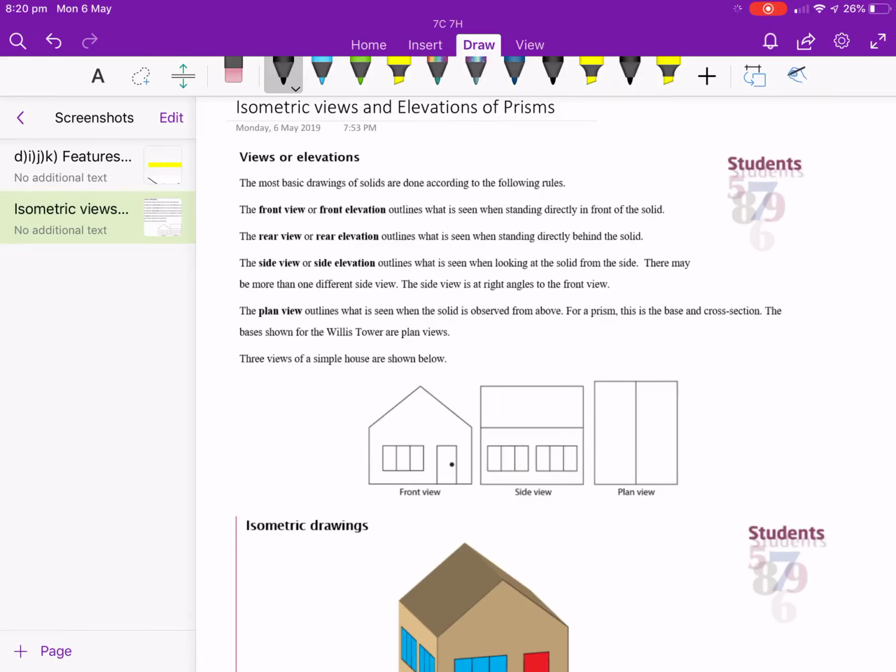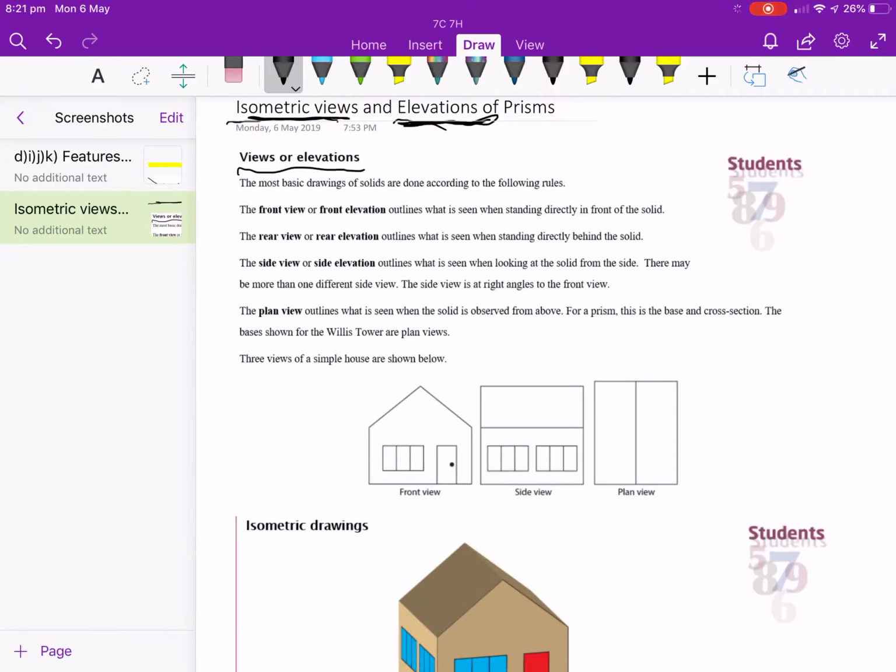In our previous screenshot we were looking at prisms. Okay, we're going to continue with that in this one. We looked at faces of prisms, edges of prisms, and the different features of prisms. So, continuing to look at prisms, this time we're going to look at elevations of prisms. We're also going to be looking at isometric views. First of all, elevations, views of elevations.